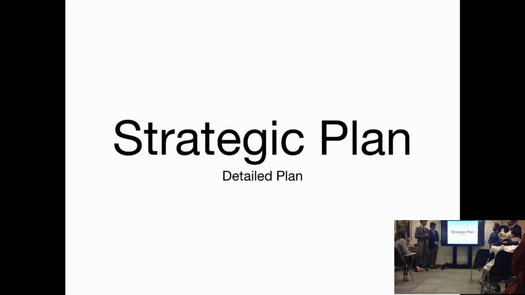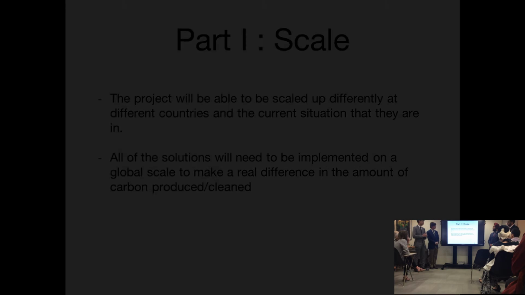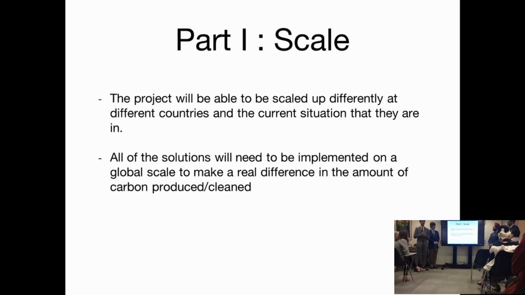And this is our detailed strategic plan. So part 1 is scale. Of course, each country is different, and each country has a different problem, so they will have to implement the plan differently depending on the size and the problem of the country. And all the solutions will need to be implemented on a global scale for it to be able to make a real difference, as these are global problems.